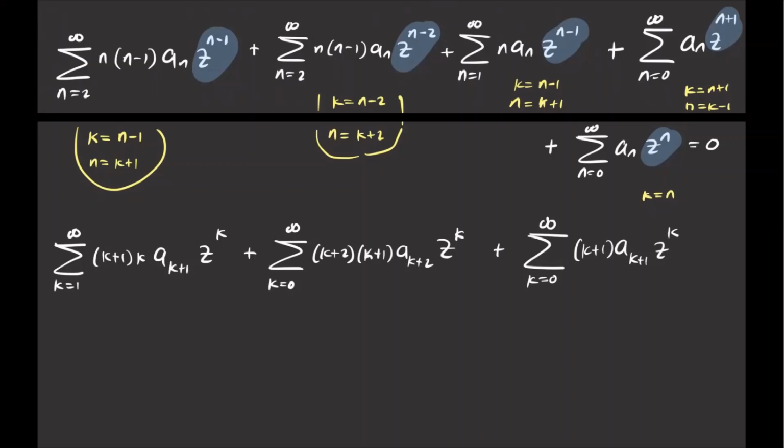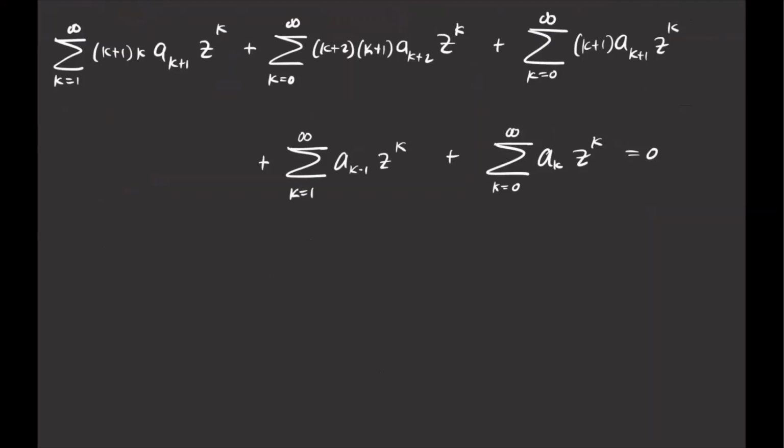Now the last two, let's write them right here. We have the sum, n starts at 0, but since n is k minus 1, k will start at 1 and go to infinity. We'll have a sub k minus 1, z to the k, plus the last summation where n is exactly k, so k will start at 0, all the way to infinity, a sub k, z to the k equals 0.